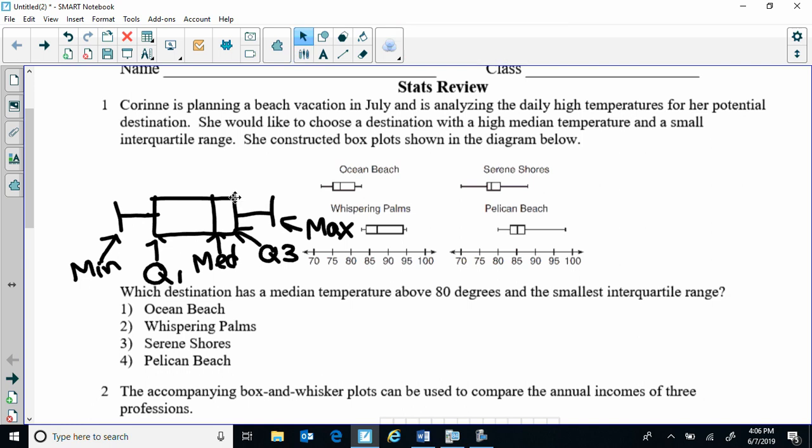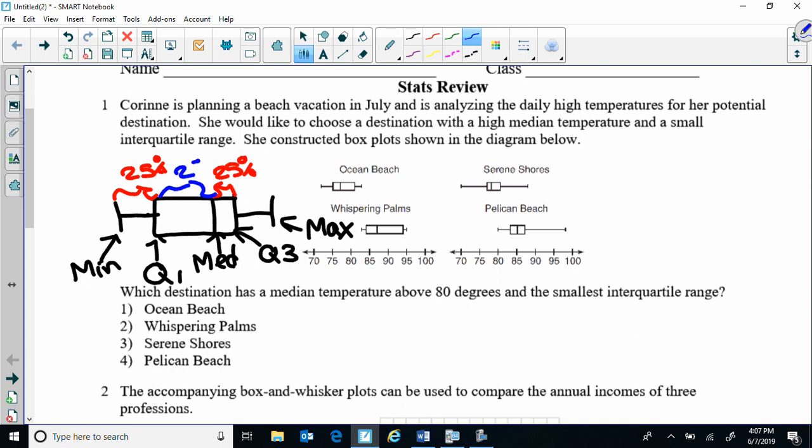Each part, so from line to line, contains 25% of your data. So each of these parts right in here is 25%. Even if one part looks bigger than another, it's still only 25%. Use the parts of a box plot to answer questions 1 and 2 on your statistics review.